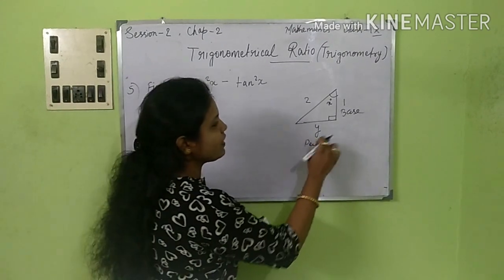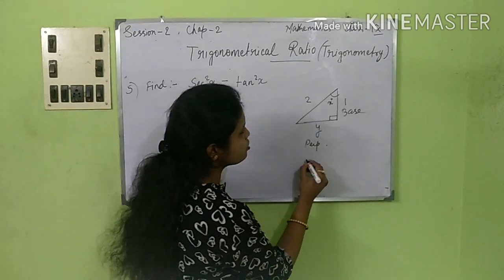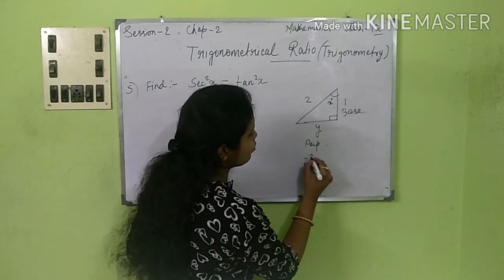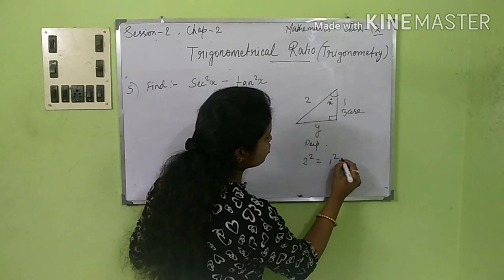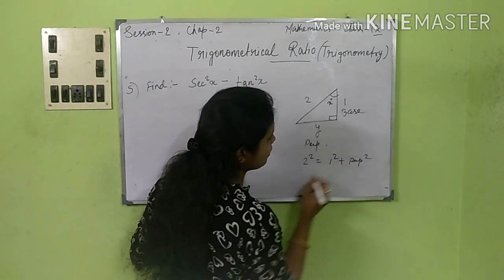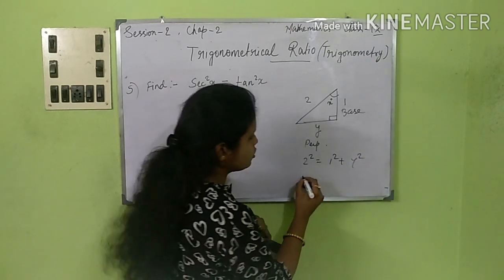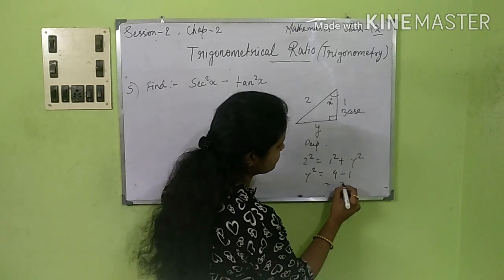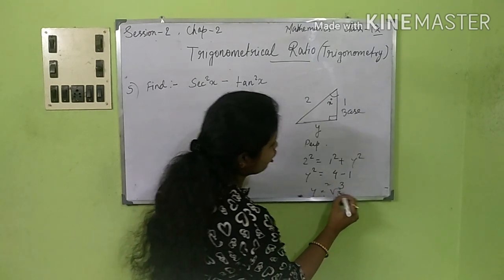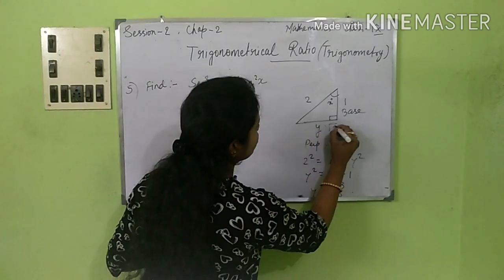Now you just need to find out the value of this perpendicular. Using the Pythagoras Theorem, just find out. That means 2 square is equal to base square plus perpendicular square. That means 1 square plus perpendicular square. Or you can simply write this as y square. So y square is equal to 4 minus 1, that is 3. So y is equal to root 3. Okay? So value of y is coming to root 3.